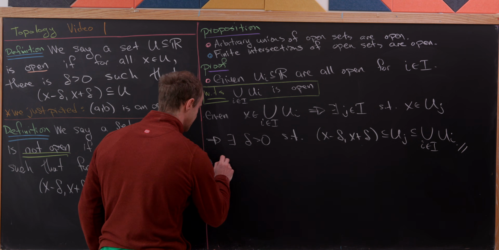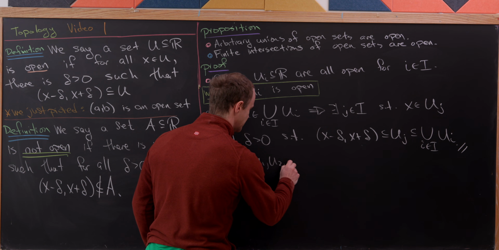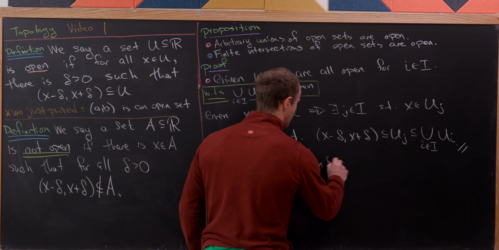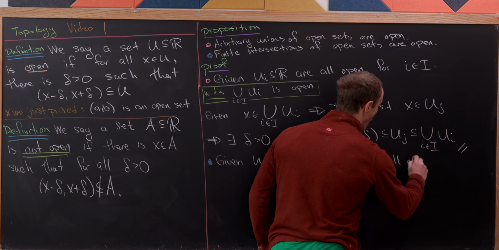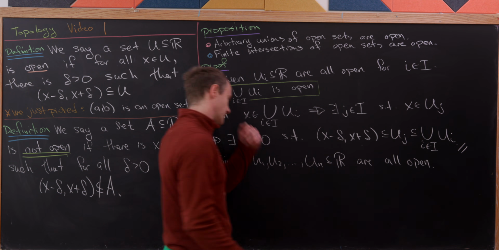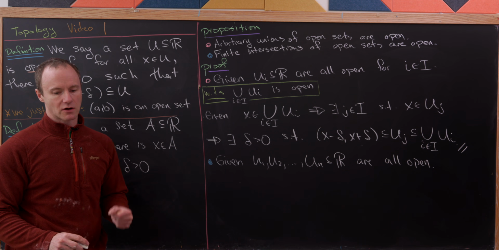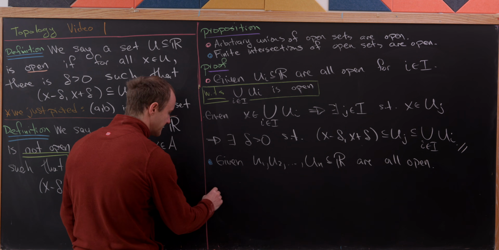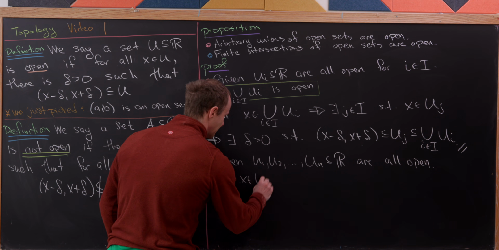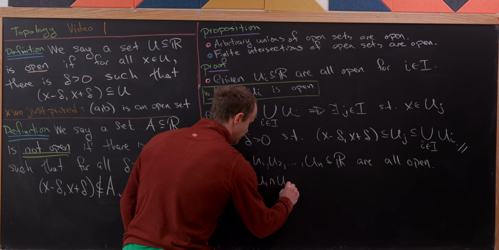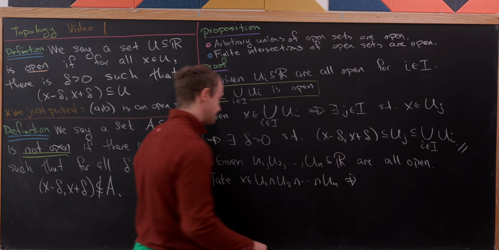Okay, so let's say we are given U1, U2, all the way up to Un, which are all open subsets of the real numbers. So we've got a finite collection of subsets of real numbers that are all open. Okay, so now let's take an x in their intersection, U1 intersect U2, all the way up intersect Un.